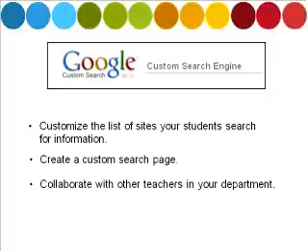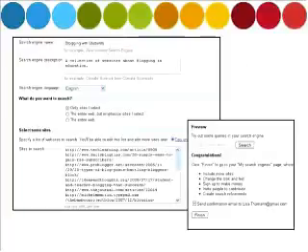I have three choices. Do I only want to search the sites I put into the custom search engine, the whole web and emphasize those sites, or the entire web? My philosophy, if I'm going to create a custom search engine, is I only want to search those sites. And then I copy and paste all of those sites right in there. And then I preview it, and I click Finish.